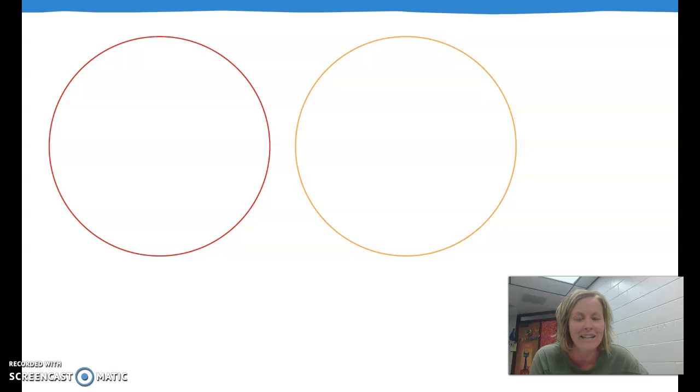All right, boys and girls. So I have two circles. Now I want you to take 8 of your counters. Can you count out 8 of your counters? Good job. So now I want you to show me a way that you can make 8. How could you make 8? So did you take your 8 counters and put them into 2 different groups?